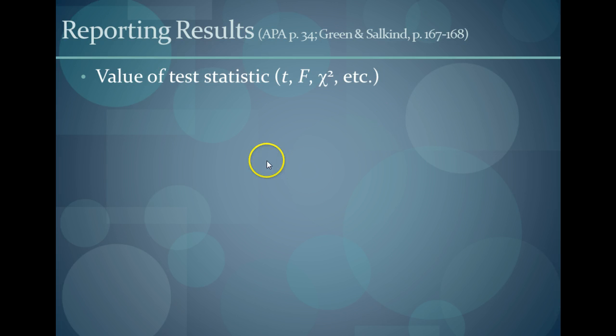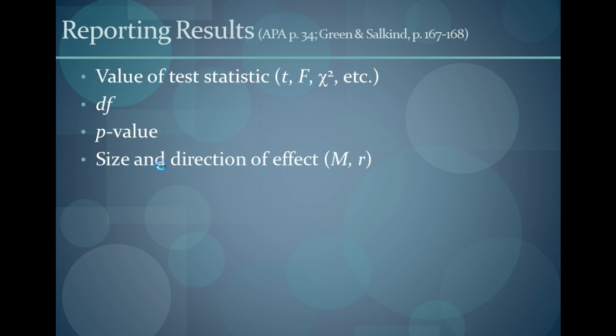APA indicates that there are certain pieces of information regarding the statistical analyses that you run that need to be reported. You need to report whatever the test statistic is, so T, F, chi-square, R, and others. You also need to report the degrees of freedom. And again, if you don't know what all these things are right now, that's okay. We will learn them all during the semester. You need to report the p-value, and you need to report some kind of effect size. So something that gives an indication of the size of the effect and the direction of the effect.